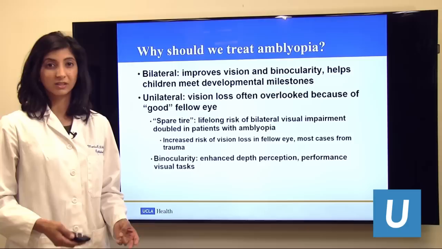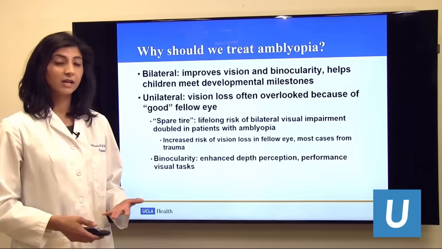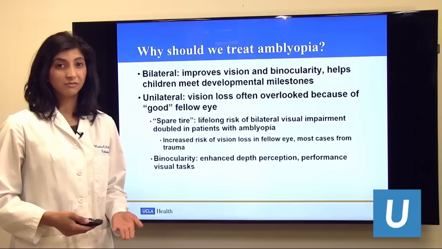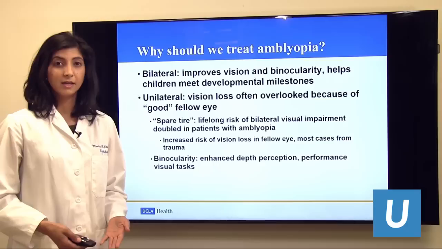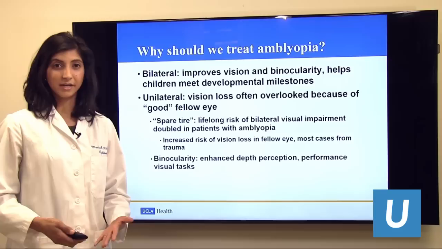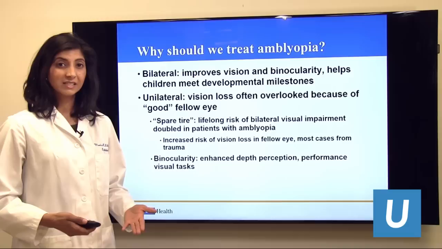But in unilateral cases, it may not be so evident why we should be treating unilateral amblyopia. These are kids that typically are doing very well. They're functioning well, they're playing sports, they're doing well in school, they're able to read because they're using their good eye. Because they're ignoring their bad eye, they're not really reliant upon it, and they don't realize that there's a problem with it until somebody tells them. And so in these cases, there's really two different reasons why we choose to treat the unilateral amblyopia.